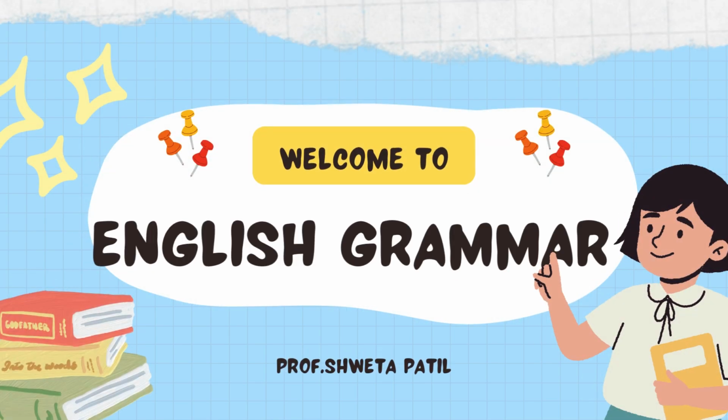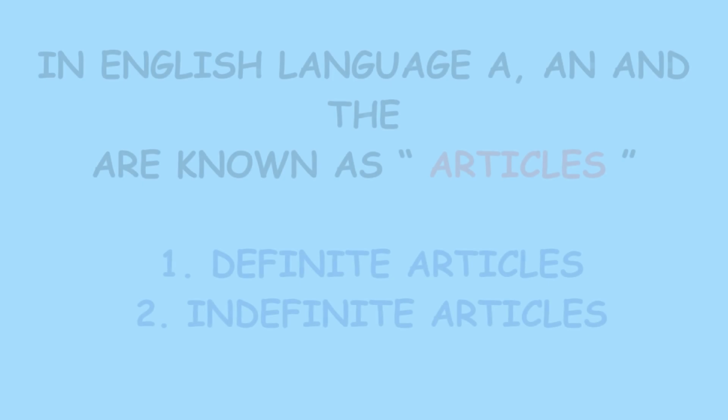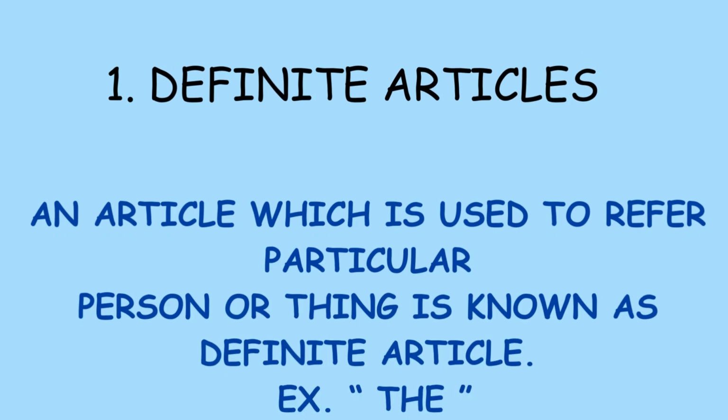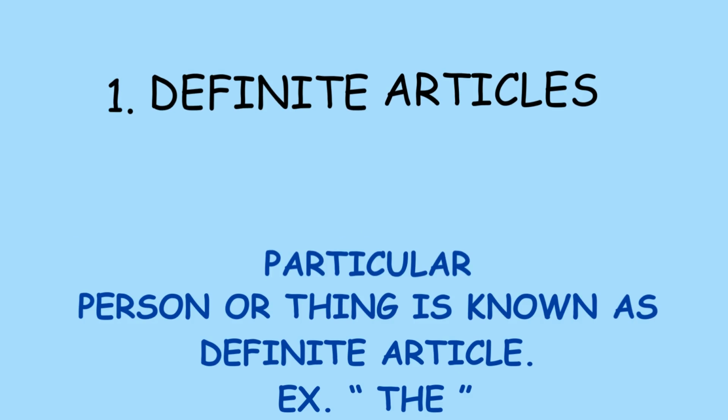Welcome to English Grammar. Through this video, let's have a look at articles. In the English language, we have two types of articles. They are definite articles and indefinite articles. What is meant by definite article? An article which is used to refer to a particular person or thing is known as a definite article. The is a definite article.